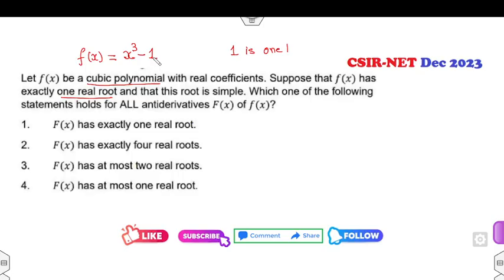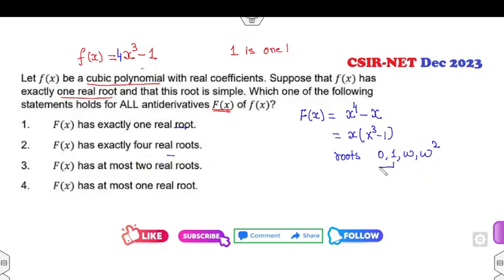Now which of the following has the property about the antiderivative? Can you find the antiderivative? That means the integration of 4x cubed, so once you integrate it, it will be x^4 minus x. Then how many roots are there? You can see it's x(x cubed minus 1). The roots are 0, 1, omega, omega squared. I got two real roots. So exactly 4 real roots, exactly 1 real root, at most 2 real roots, at most 1 real root. This example also cancels the others. The left option C is the right answer to this problem.